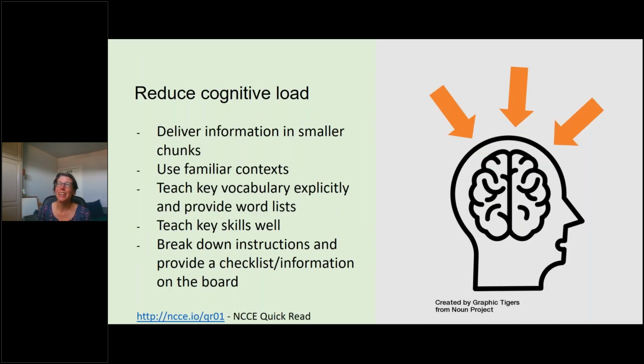So the first thing, and actually this is at the heart of a lot of it, is making sure we're reducing the cognitive load on our learners. Now, I could spend the whole time just talking to you about cognitive load and what that is. At the bottom, there is a link to an NCC quick read on this. So if you want to find out a bit more about it, do visit that. But essentially, we can only hold a certain amount of things in our working memory before it becomes overloaded and we can't take in anything else.